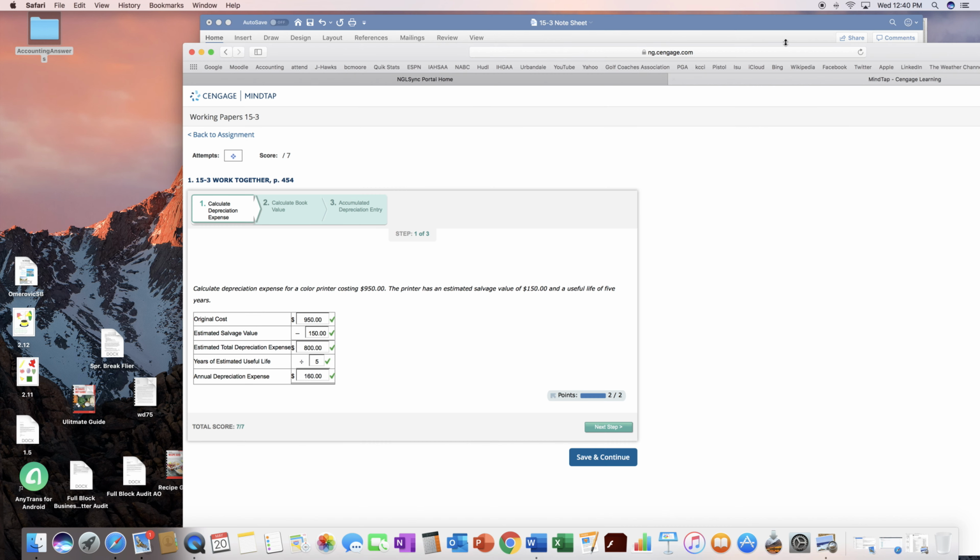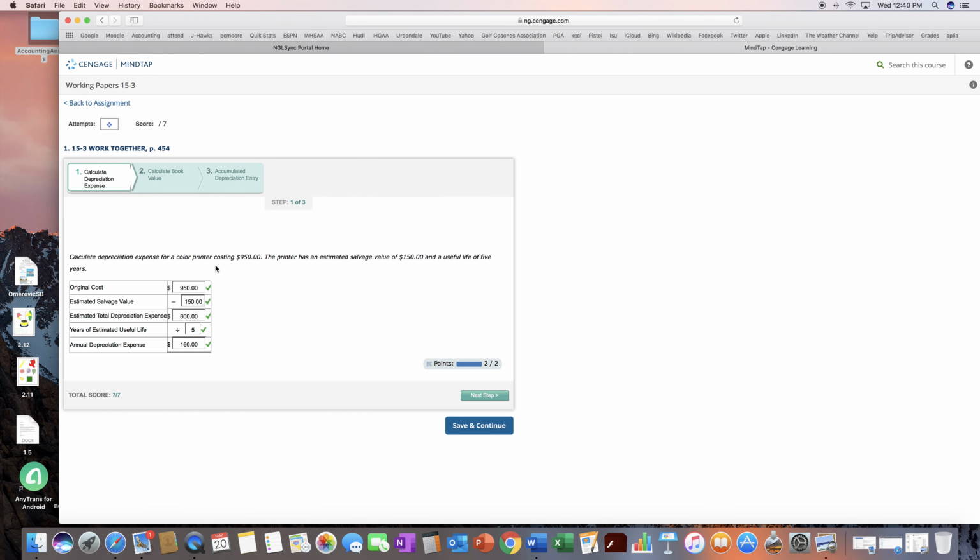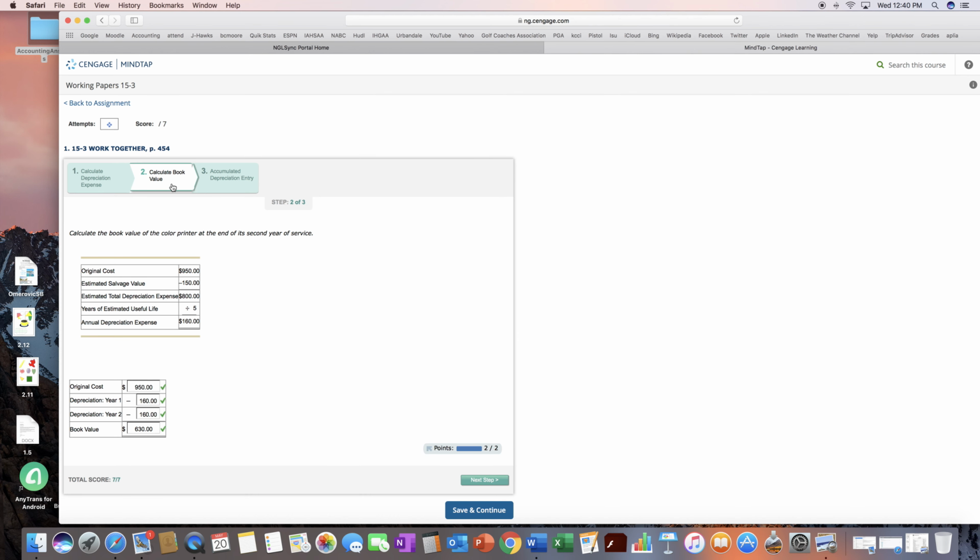So when we get to our problem, excuse me, it says we're buying a color printer for $950. That's the original cost. The printer has an estimated salvage value of $150. So we subtract that amount to get our estimated total depreciation, divide it by its useful life of 5 years, and we get our annual depreciation. When you go to calculating the book value, okay, we already have that. So now we do original cost minus the year one depreciation. It says book value of the second year, so we have to subtract the second year. And so we're subtracting $320 from $950 to get this $630.